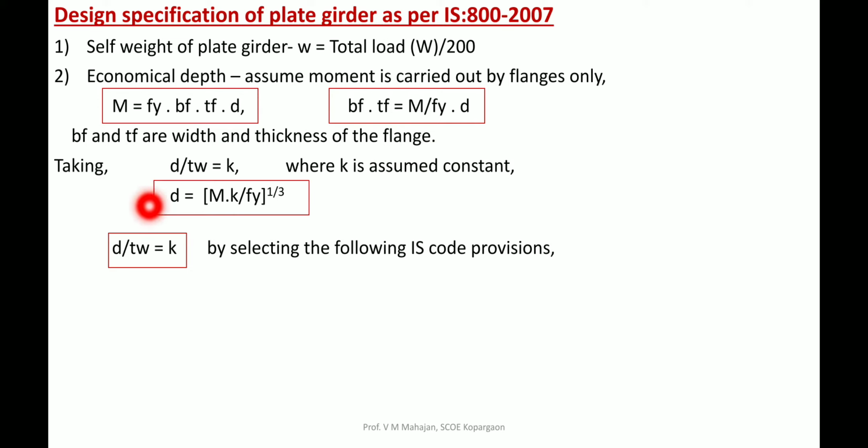where Bf and Tf are the width and thickness of the flange. Taking the ratio of depth to web thickness equal to K, where K is assumed as a constant, D, the depth of this welded plate section, is equal to (M into K divided by Fy) whole raised to 1/3. So D by Tw ratio is equal to K, by selecting the following IS code provisions, and here we are going to refer to IS 800:2007 for this ratio.